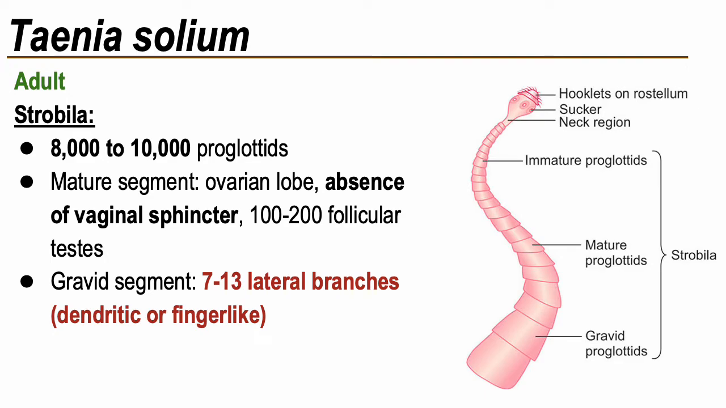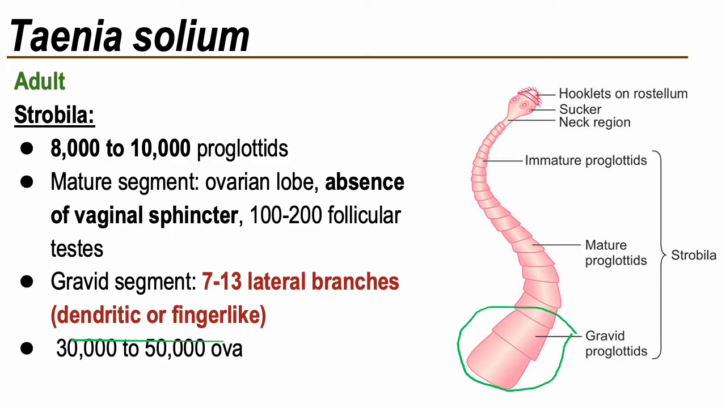But the one that we use to differentiate Taenia solium from other Taenia species is through their gravid segment. Remember, cyclophyllideans release the gravid segment in order to release the eggs in stool. So the gravid proglottid, just like here on this picture, is detached to release the eggs. Under the microscope, it contains 7 to 13 lateral branches that in other textbooks is described as dendritic or finger-like.